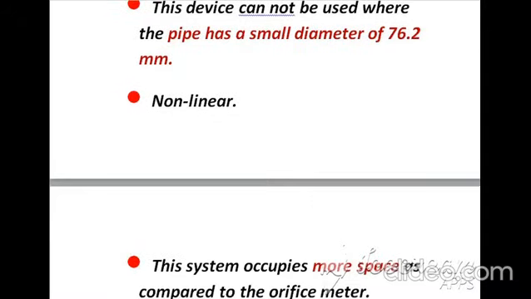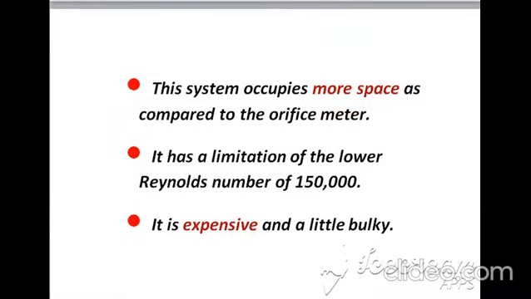Also it's non-linear, and next, this system occupies more space as compared to the orifice meter, and next, it has a limitation of the lower Reynolds number of 150,000, and the last one is that it is expensive and a little bulky.